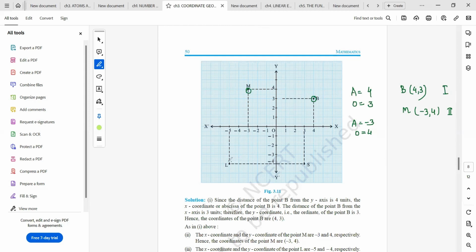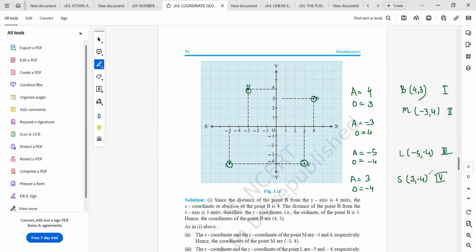Now, point L. For point L, abscissa is -5 and ordinate is -4. Very good. So for point L, coordinates are -5 and -4, and both are negative, so it is in the third quadrant. Now last point, that is point S. For point S, abscissa is 3 and ordinate is -4. So the coordinates will be 3, -4. And x is plus, means positive, and y is negative. So it is in the fourth quadrant.